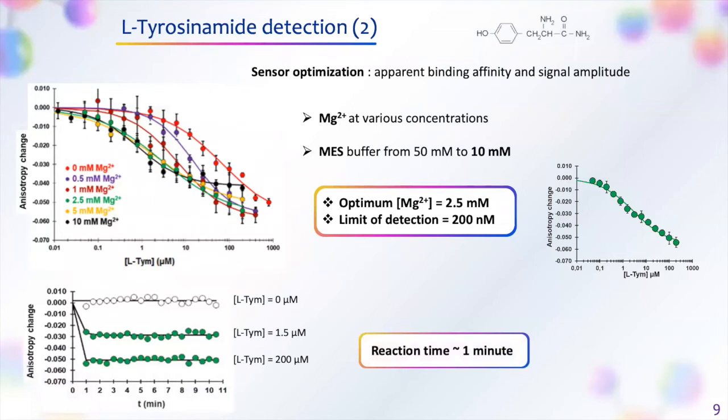Then to assess the sensor quickness, we measured the fluorescence anisotropy during 10 minutes. And for each L-tyrosinamide concentration tested, the maximal response was obtained directly after the first read, so after 1 minute, demonstrating that the sensor possesses a high speed of responsivity, which is partly attributable to the very fast ligand exchange rate of the switching metal ions.